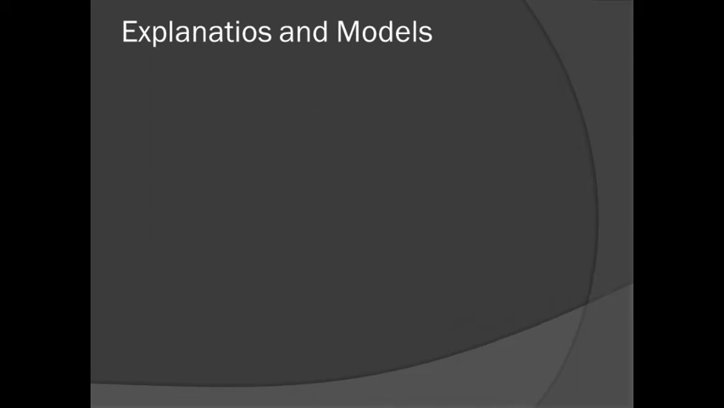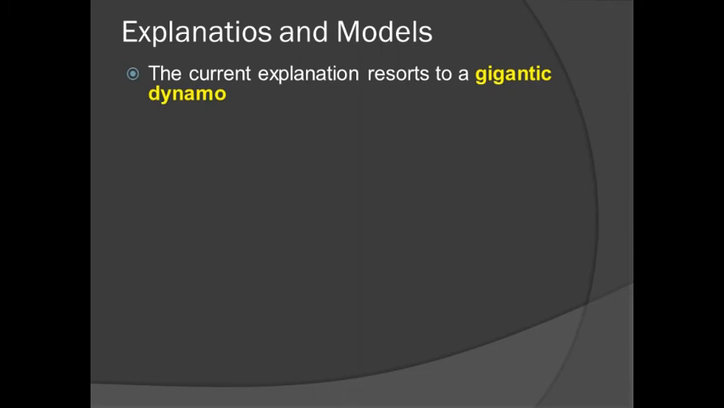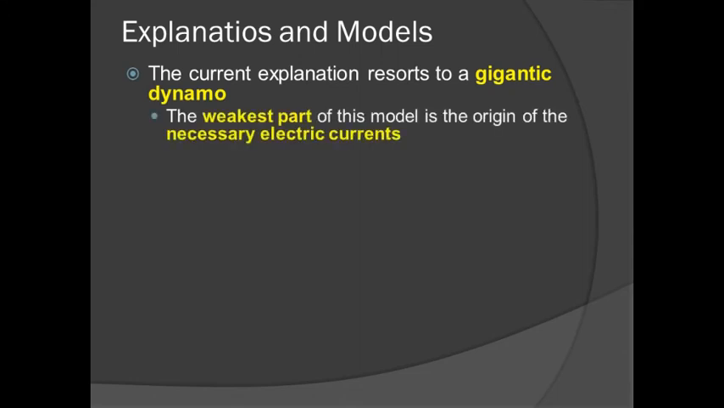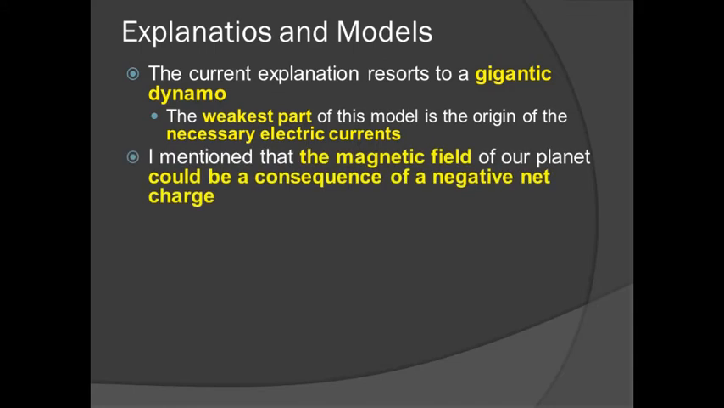In that presentation I introduced the possibility that the Earth's magnetic field is not the result of phenomena that occur in the center of the Earth. The current explanation resorts to a gigantic dynamo through which significant amounts of electrical current circulate. Possibly the weakest part of this model is the origin of these electric currents, whose mere existence is, at least, difficult to justify. As an alternative, I mentioned that the magnetic field of our planet could originate as a consequence of a negative net planetary charge.